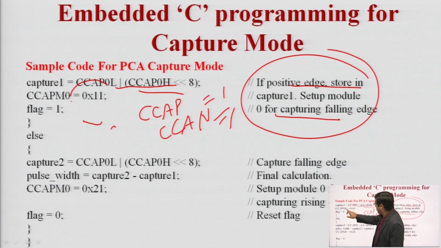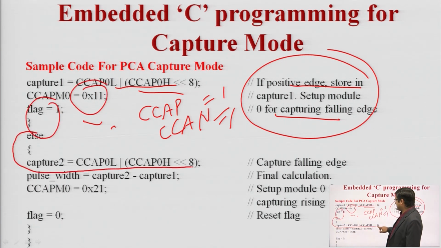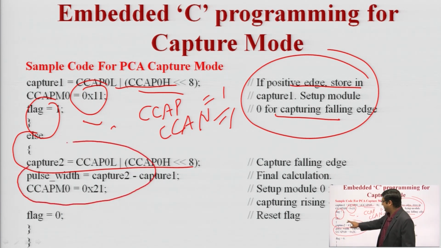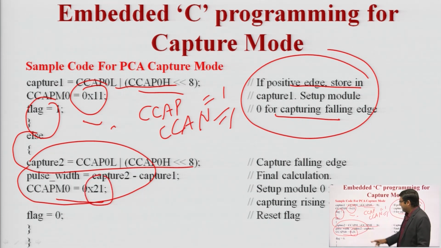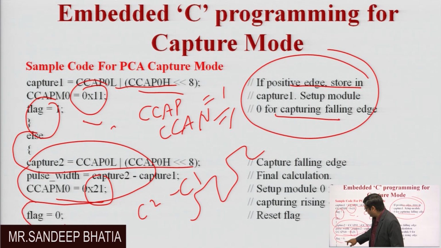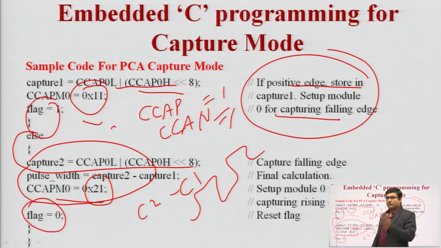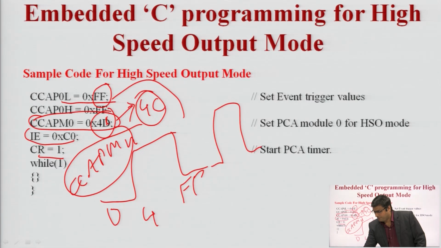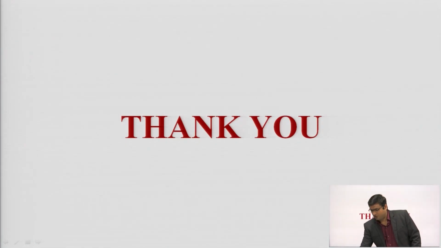So when it is equal to 1, the flag will be generated, and capturing starts here. We are capturing the data during this, and the CCAP pin has further values 2 and 1 because we are going to calculate the pulse width as capture 2 minus capture 1, because we are generating the waveform. The value of the particular flag is 0 because it rolls over from the maximum value to the minimum value. So this is the C programming.